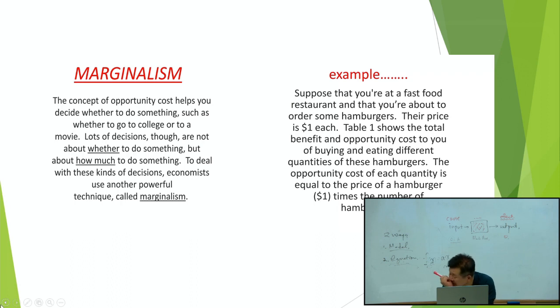On the right side, I'll show you the examples. Okay, suppose that you are at a fast food restaurant, and that you are about to order some hamburgers. Their price is $1 each. And Table 1 shows the total benefit and opportunity cost to you for buying and eating different quantities of these hamburgers. The opportunity cost of each quantity is equal to the price of a hamburger, $1, times the number of hamburgers. This is an example of marginalism.